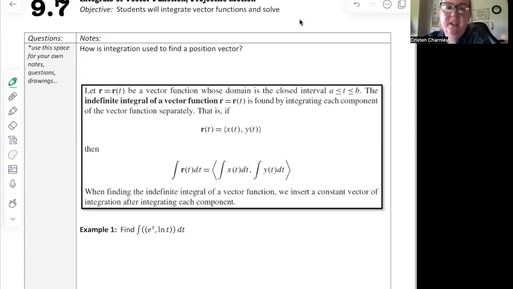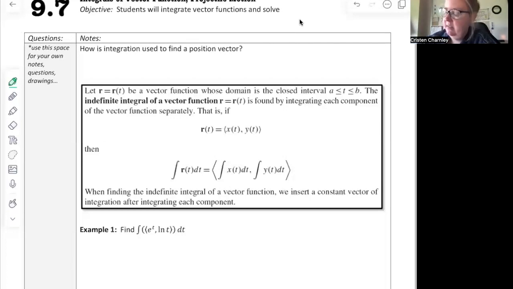with function notation. So let r equals r of t be a vector function whose domain is the closed interval between a and b. The indefinite integral of the vector function r equals r of t is found by integrating each component of the vector function separately. That is, we will integrate the x component and also integrate the y component. When finding the indefinite integral of a vector function, we insert a constant vector of integration after integrating each component.